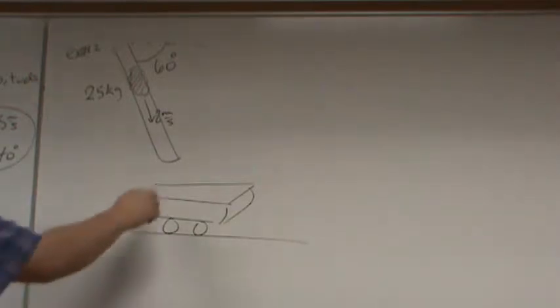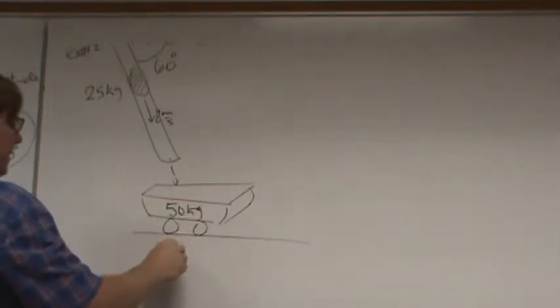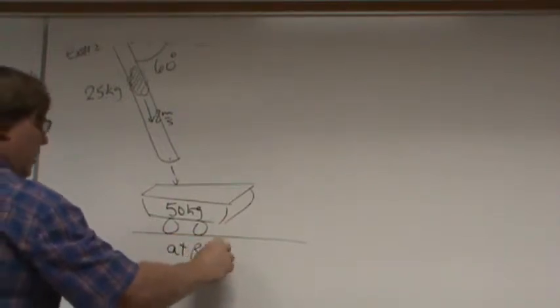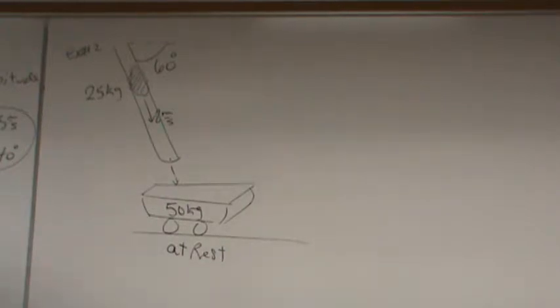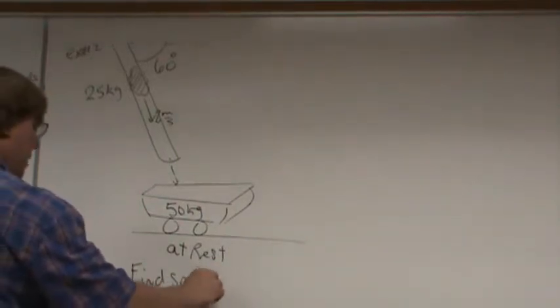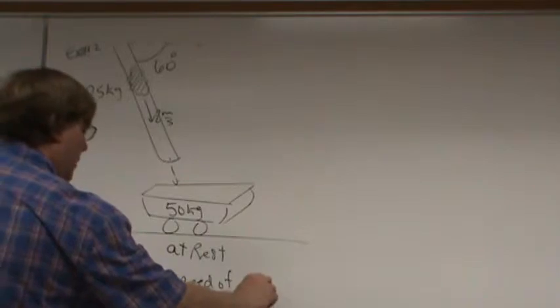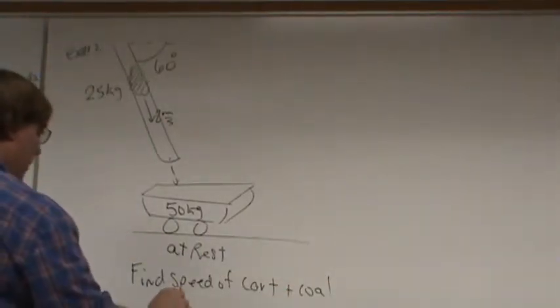This lump of coal is going to hit the coal cart, which by the way is 50 kilograms and it's at rest. And then the lump of coal in the cart will go on their merry way to the right. I want you to find the speed of the cart plus coal after the collision.